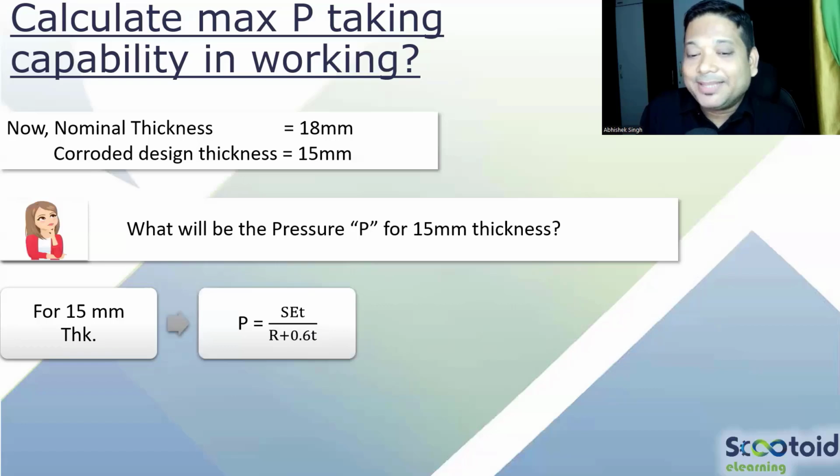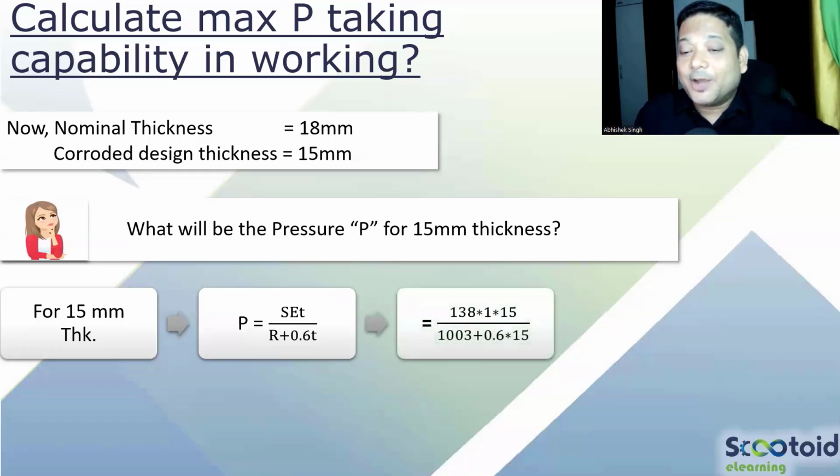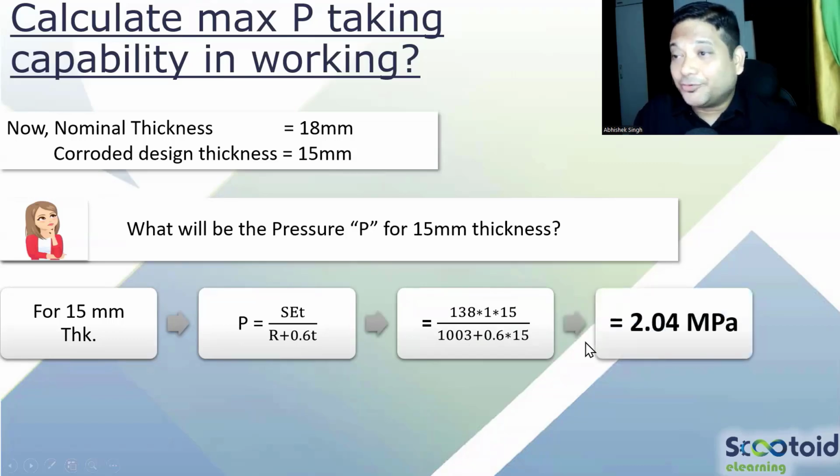That equation is like this: P is equal to SET. It's the same. Don't get confused that I'm using a different equation. It is the same equation. If you write in this form, it will be simplified, so the calculation will become simple. Now 138, 15 mm as the thickness, 1003 radius. So I'll be getting 2.04. I think most of you got this.